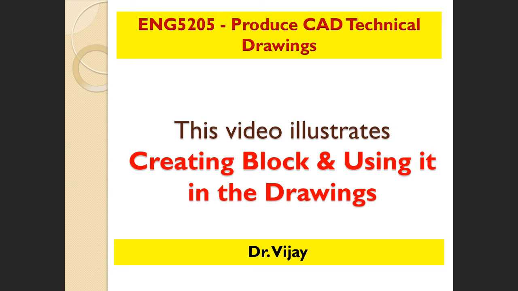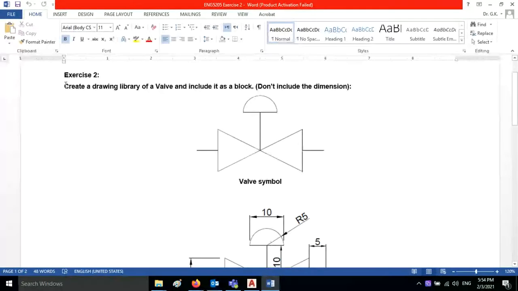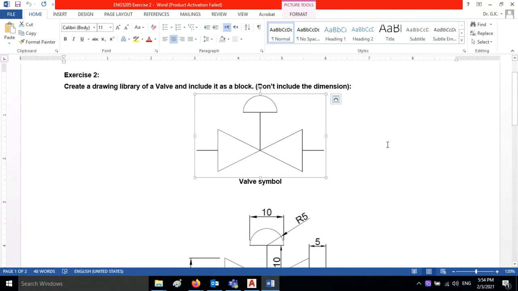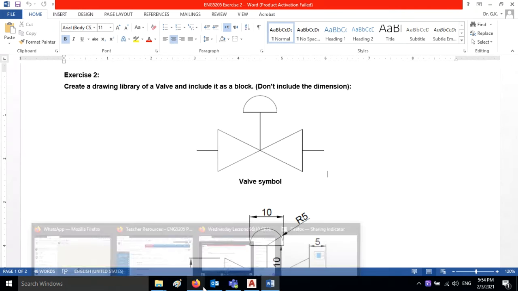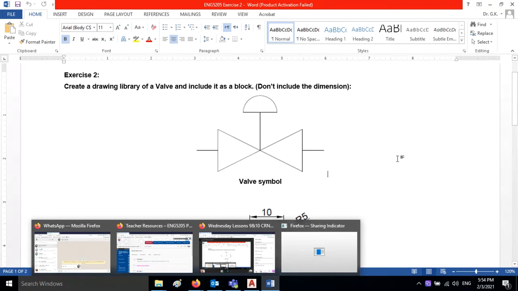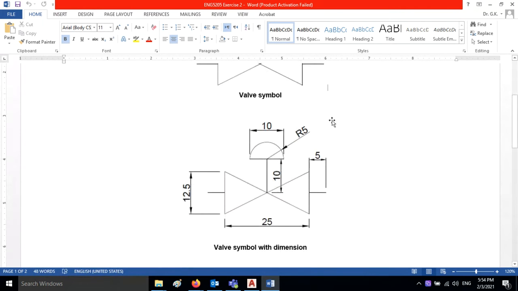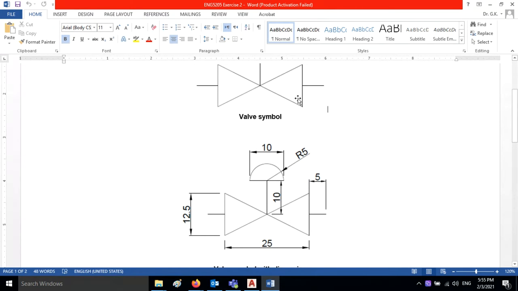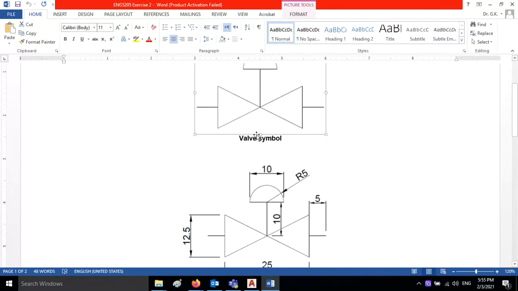You can watch this screen. Hope you can see this exercise 2. In this, we are going to create a drawing library of a wall and include it as a block. This is the wall symbol we need to create, and the dimensions of this wall symbol are given here. The total length from this point to this point is 25, and the height is 12.5.